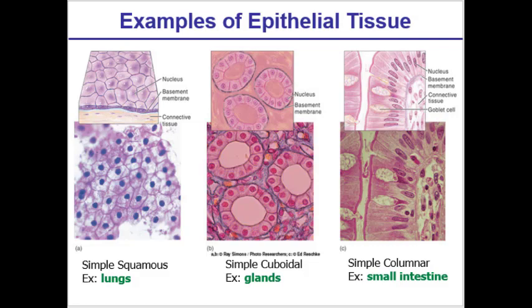On the right, we've got simple columnar. So they look like a column. These cells are stretched out. They're long and skinny like a column. You can see the nucleus even looks a little bit stretched. This is a sample taken from the small intestine. So these epithelials form a barrier between the food you put in your body and your bloodstream. So they're specialized for absorption of nutrients.